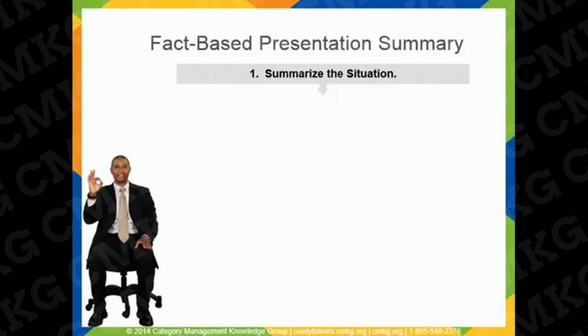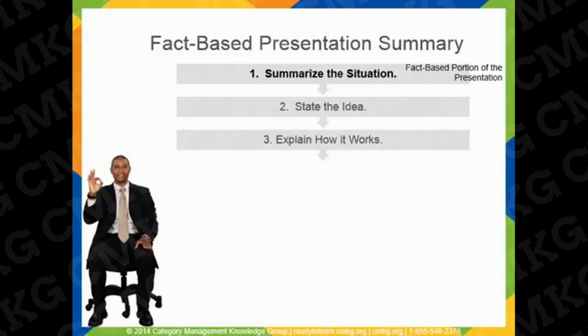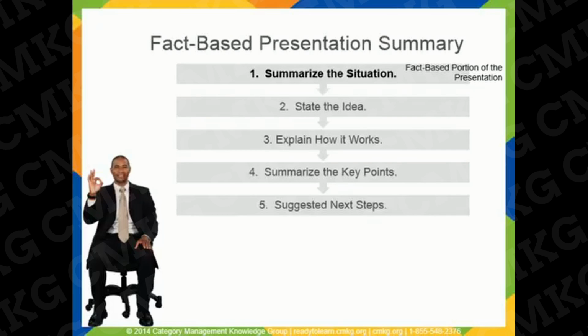Let's summarize what's covered in this fact-based selling course. When using the 5-step presentation process, the fact-based portion comes into play in Summarize the Situation. The rest of the presentation ties in with the steps that were already covered in the presentation and PowerPoint training course. In the Explain How It Works step, more detail about the assortment analysis on the premium segment should be introduced, including the SKUs that should be listed and delisted.